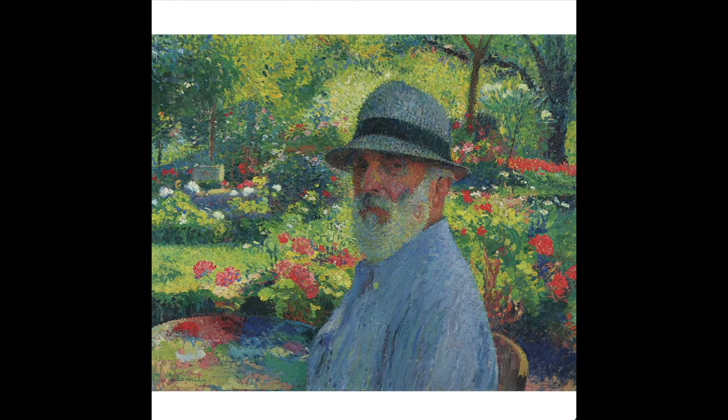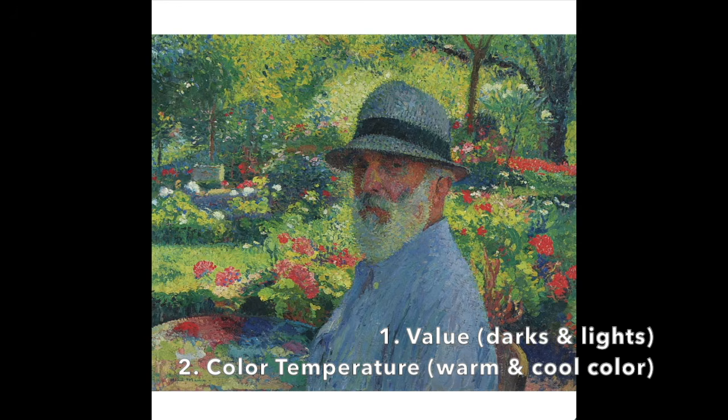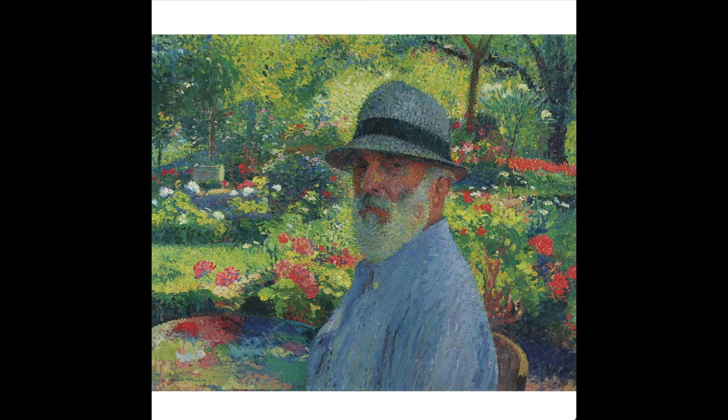And I want to look at 4 different things to help us understand how to suggest light in our painting. And that is value, darks and lights, color temperature, which is warm and cool color, intensity of color, and relationships. Now, without values, you're not going to have anything, the dark and the light. If you don't get your values right, your light's the right value, your dark's the right value, it won't work.